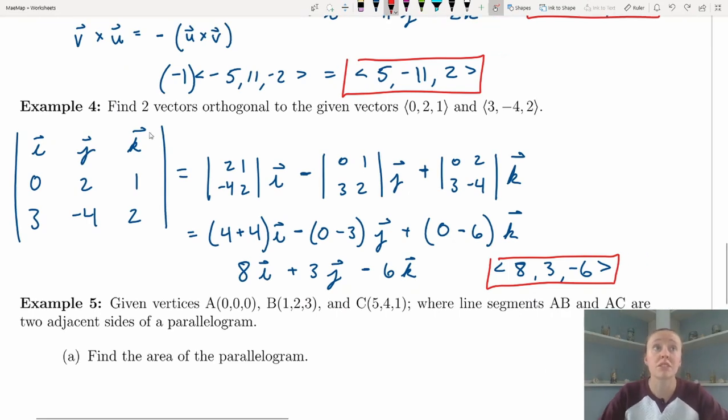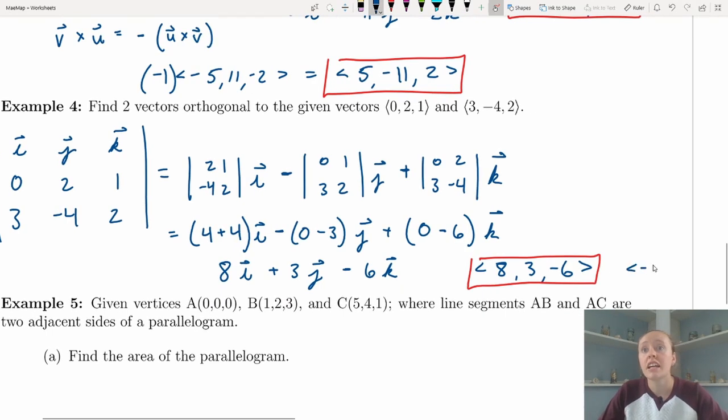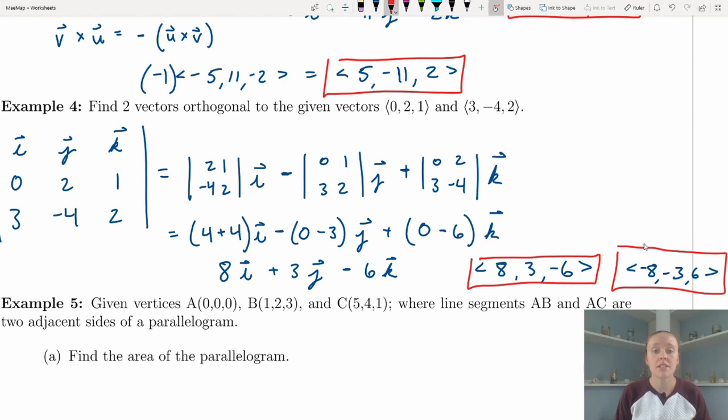And all I have to do to get that second vector that's orthogonal, as opposed to doing the cross product, doing my second vector crossed with my first, I'm just going to multiply this whole thing by a negative 1. So my other vector will be negative 8, negative 3, and a positive 6. So there we have it, 8, 3, negative 6, and negative 8, negative 3, 6, as two vectors orthogonal to my given vectors.